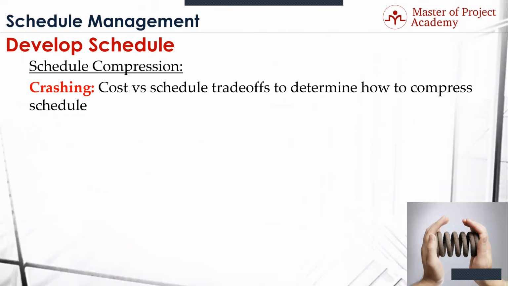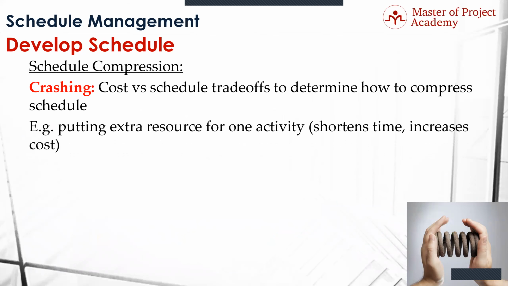The second one is crashing. Crashing is basically where you add more resources. It's basically a game of cost and schedule trade-offs in how to compress the schedule. It's mostly associated with putting extra resources into one activity. Now, I'm going to tell you too that there's some methods you may not have thought of. Overtime is technically crashing.